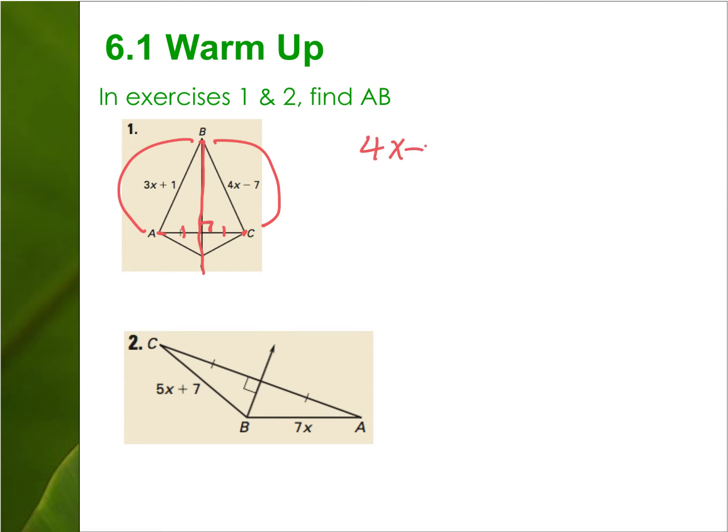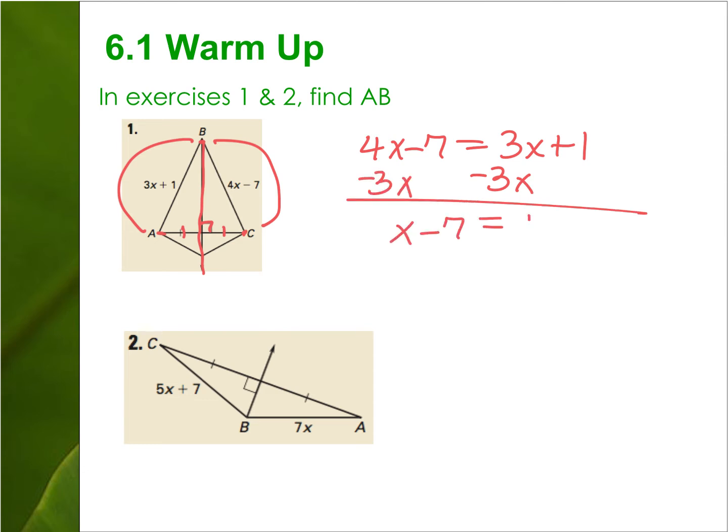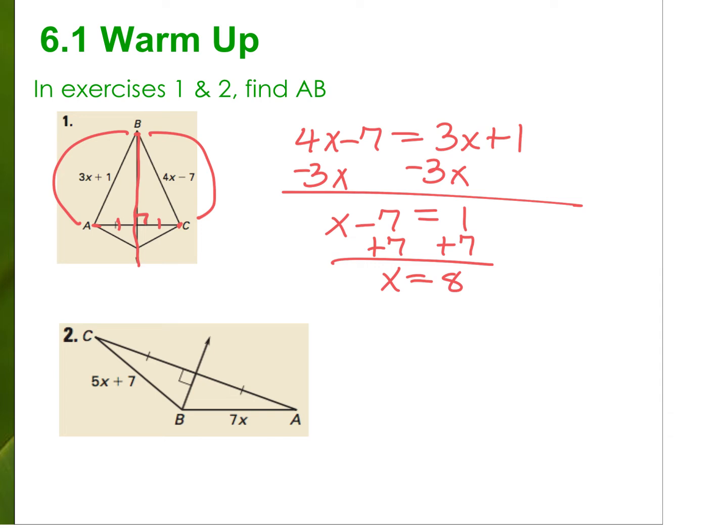So 4X minus 7 is equal to 3X plus 1. Doesn't matter the order you write this down. You're just setting them equal to each other. I'm going to subtract 3X. And then I'm going to add 7. And my X value is 8. But it didn't ask for X. It asked me to find the length of AB. And AB is the 3X plus 1.